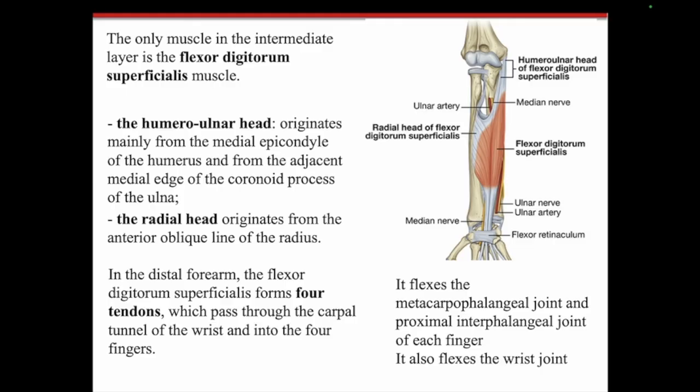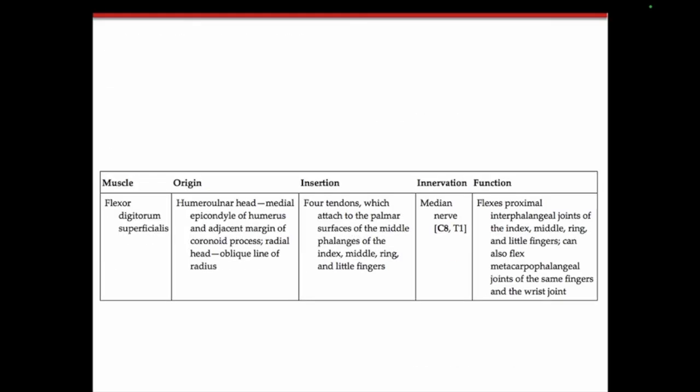And so they will basically be responsible for acting on the wrist, but also the metacarpophalangeal and the proximal interphalangeal joint. So they will attach on the middle phalanges. By attaching to the middle phalanges, they will act on all the joints they cross: the wrist, the metacarpophalangeals, and the first interphalangeals or proximal interphalangeals.